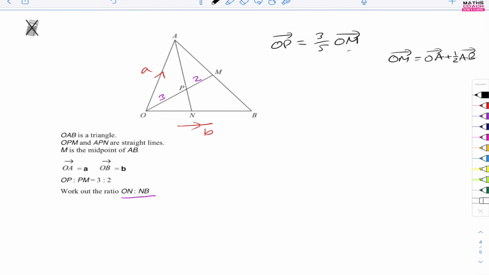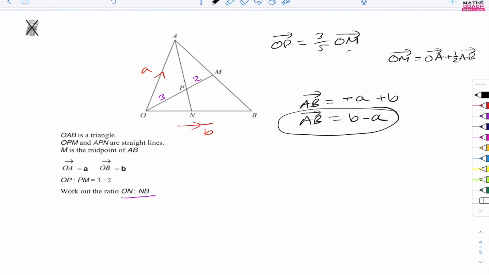What is now A to B? Okay, we're going to need to find A to B. So A to B, we can go backwards to O and then forwards to B. So we're going to use minus A plus B. So A to B is minus A plus B, and we can write this as B minus A instead. So that's A to B. Let's put a box around that, and that will go right there for A to B.